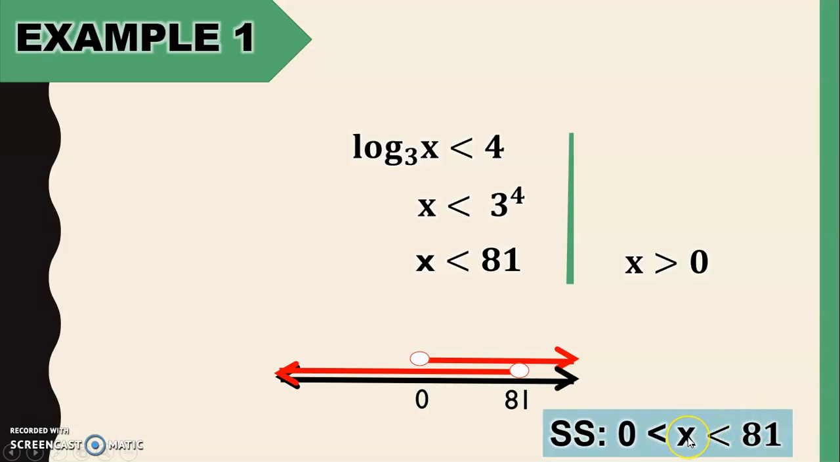The values of x are between 0 and 81. 0 less than x less than 81. Remember, hindi included si 0 and si 81. Open circle siya. And walang equal sign. So, hindi sila included. Between 0 and 81 lang. So, we have from 1 to 80 only. Yan lang yung mga pwedeng maging values of x dito.